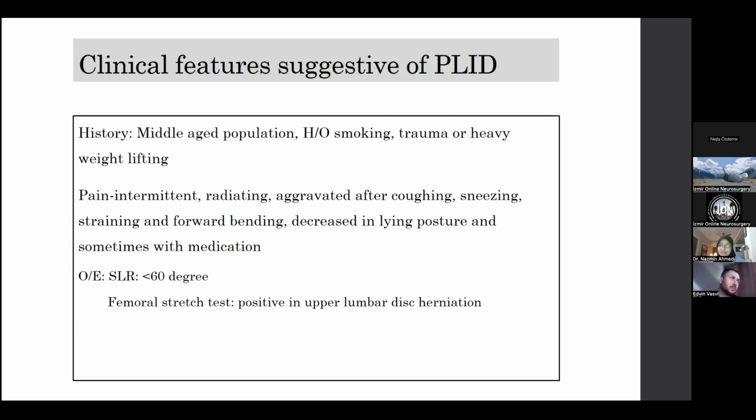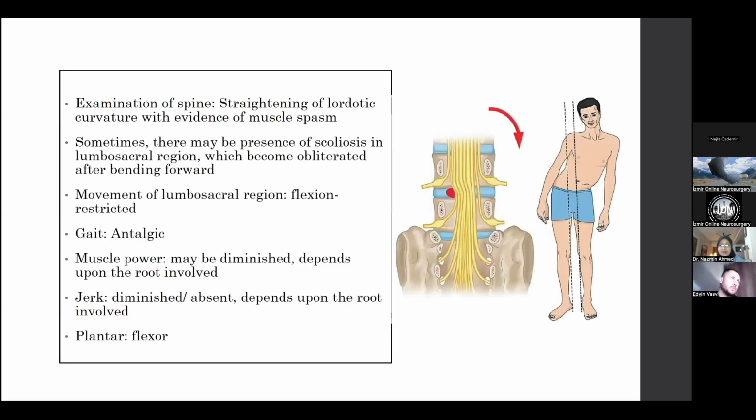And in upper lumbar disc herniation, the femoral stretch test becomes positive. If we look at the picture, that is the classical posture of a patient with a huge herniation of a lumbar disc. Sometimes scoliosis may be present, which is obliterated in forward bending. That is termed LIST, that is, functional scoliosis. The gait is typically antalgic. Sometimes a steppage gait can be present. Jerks are usually diminished or absent, and plantar is flexor. So classically, lower motor neuron type features can be found.